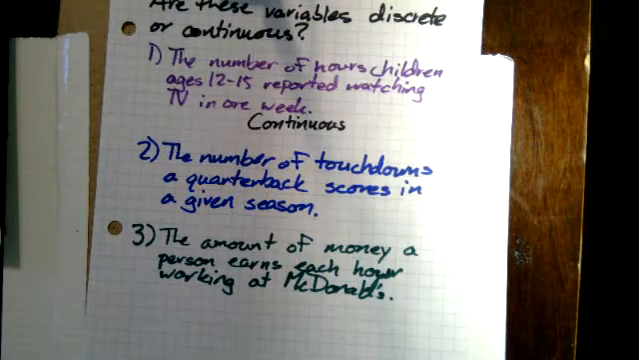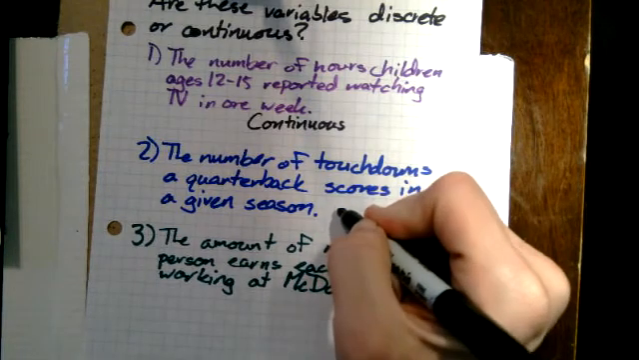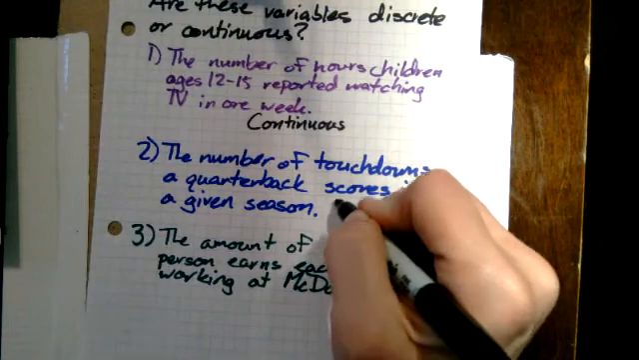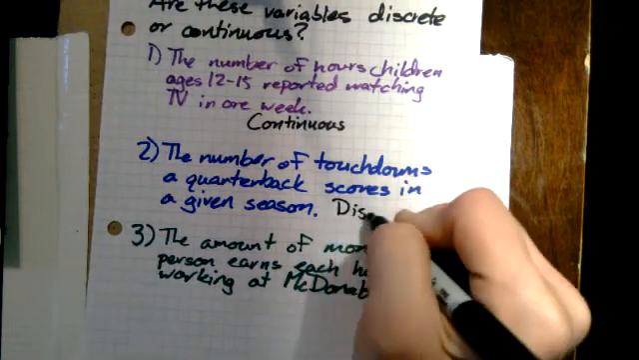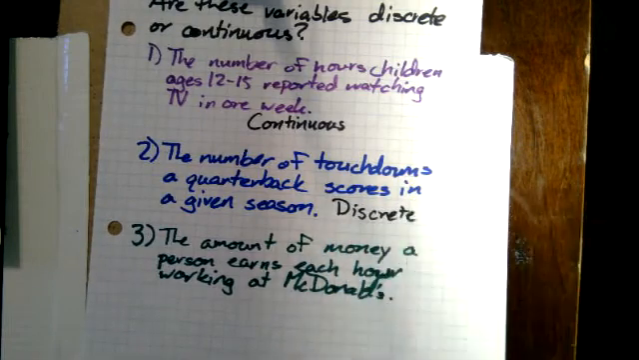The number of touchdowns a quarterback scores in a given season. This is a discrete variable because this is a distinct number of scores, of touchdowns in a given season.